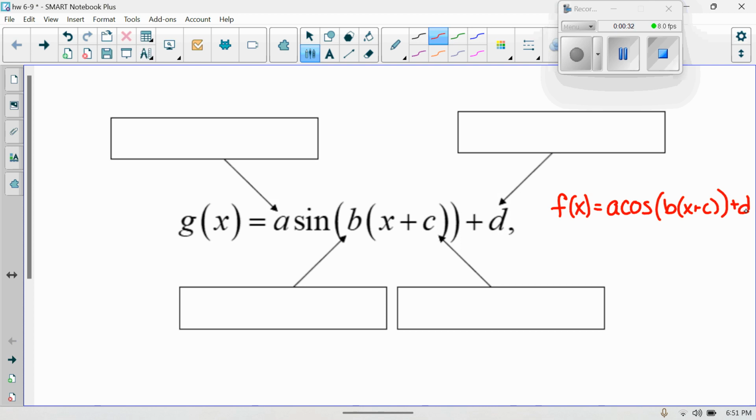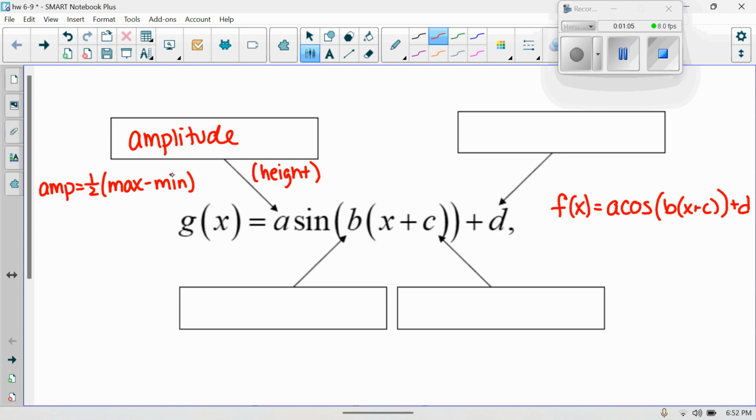In our generic sinusoidal equation, A stands for my amplitude. And when you see amplitude, you should be thinking about the height of the function. One formula that you may remember from algebra 2 is amplitude is equal to half the maximum minus the minimum.